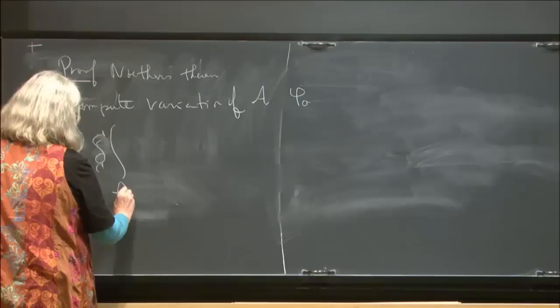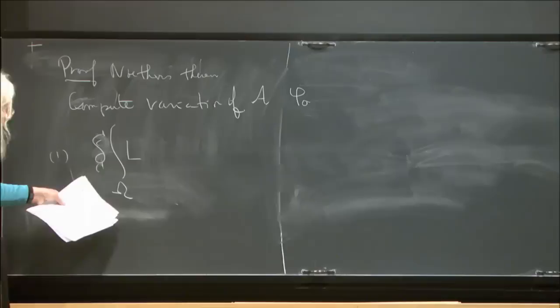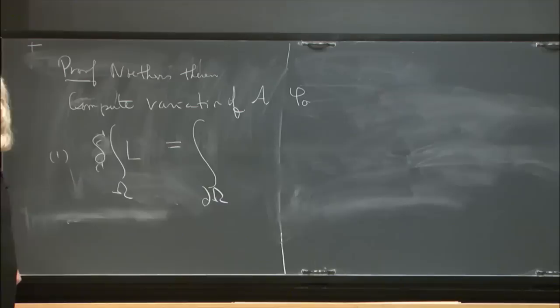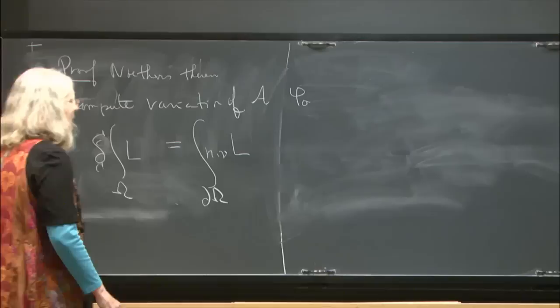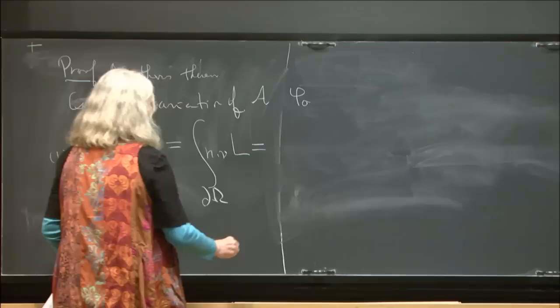Well, the variation of L would be zero, except we're moving the domain. So when we compute the variation of that, we will actually get the integral of the normal to the boundary over the boundary. That's easier for me to see immediately. But I think if you're really used to doing field theory, you know that this is also automatically the divergence of L times the vector field.